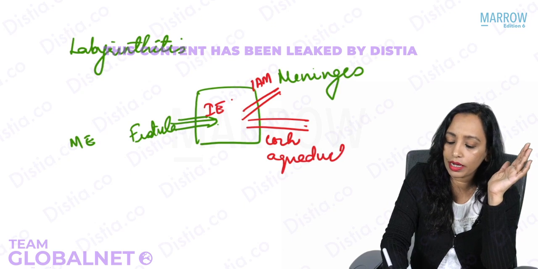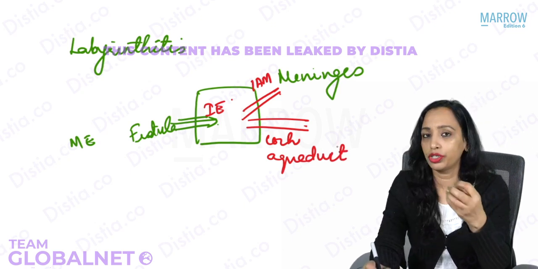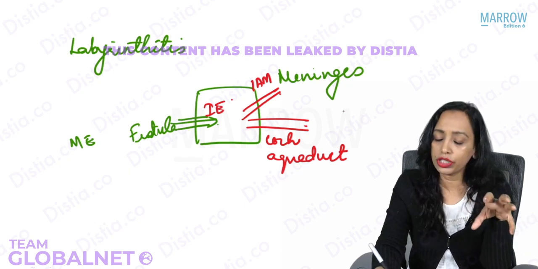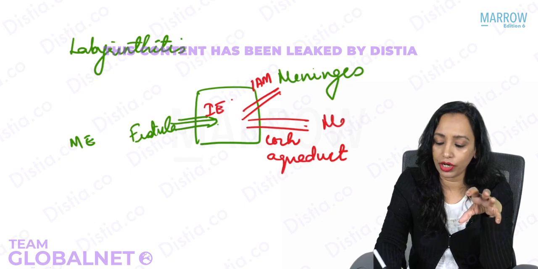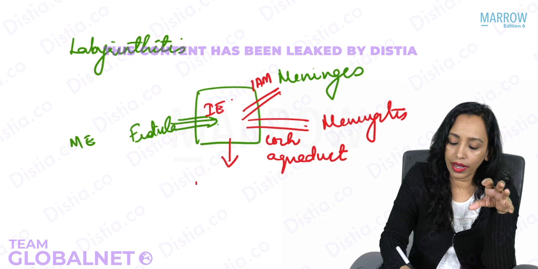Cochlear aqueduct is the connection between the inner ear and the CSF, through which CSF enters into the inner ear and forms perilymph. So through these two connections, any meningitis can become a labyrinthitis.